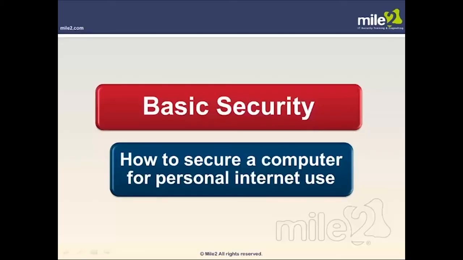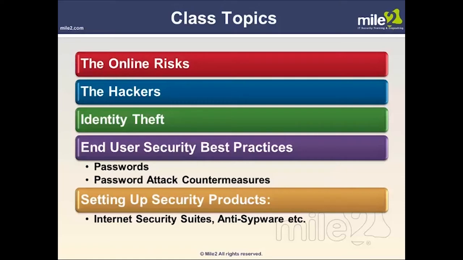Alright, now let's take a look at some basic security on how to secure a computer for personal internet use. Some class topics on this here: we're going to look at the online risk, see what's available on there, and we'll look at the hackers, how they kind of came about to be. And look at identity theft as well as some end user security best practices, more specifically on password and password attack countermeasures, as well as setting up security protocols, such as internet security suites, anti-spyware, etc.